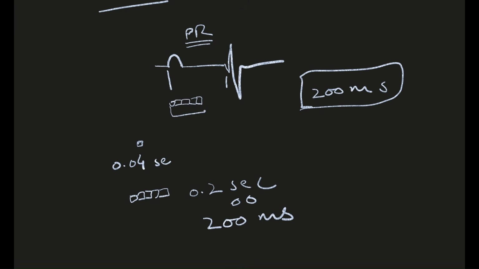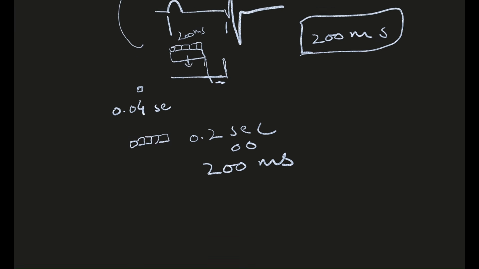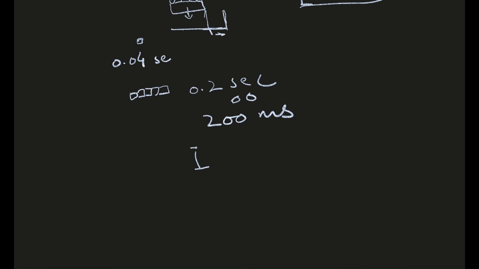this is your small square, not the smallest, but the small square. I'm talking about this one. So, more than one small square can fit into this PR segment. It is lengthened more than 200 ms, and it is even wider than that. So if the PR segment is more than 200 milliseconds or 0.2 seconds, it is your first degree AV block.